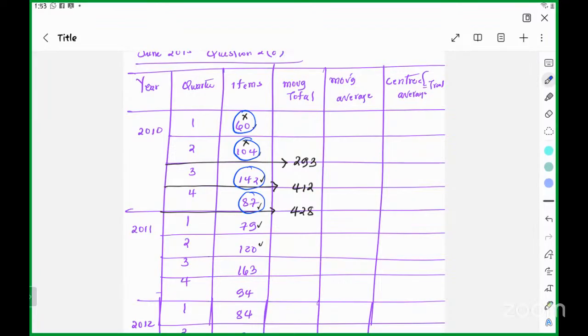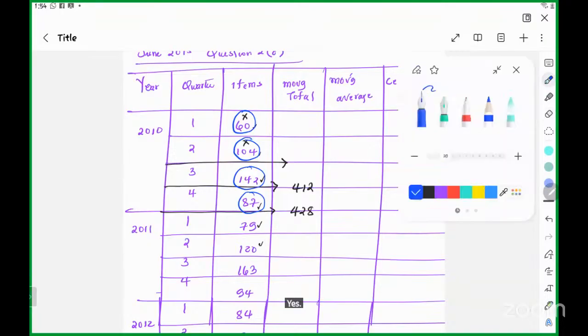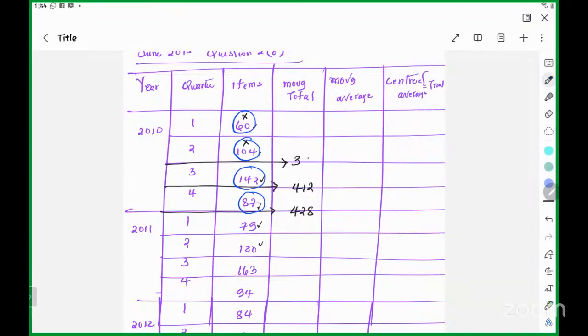Where I stay, we don't have power, and my calculator, I misplaced it. You misplaced your calculator? So when you add those four, you get 393, not 293. You get 393. Oh, okay. 393. Is the next one 412?